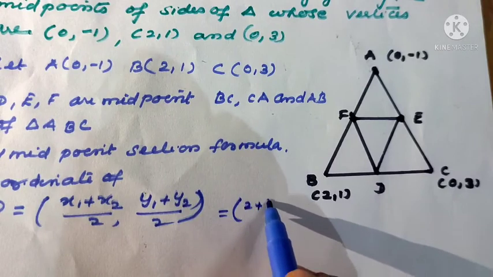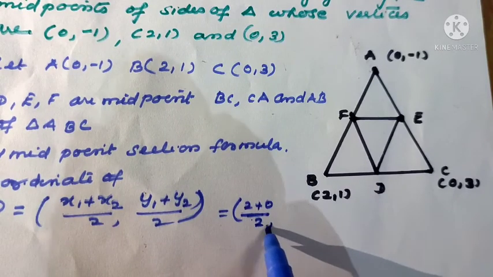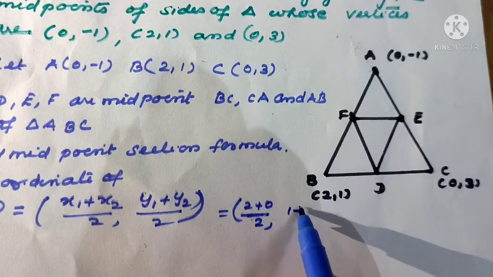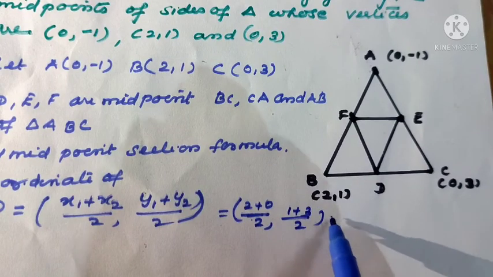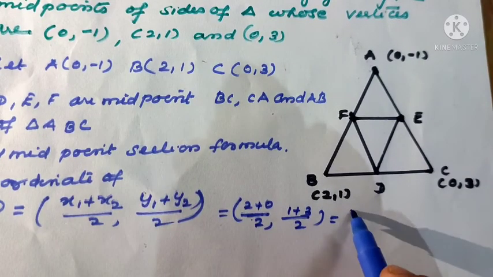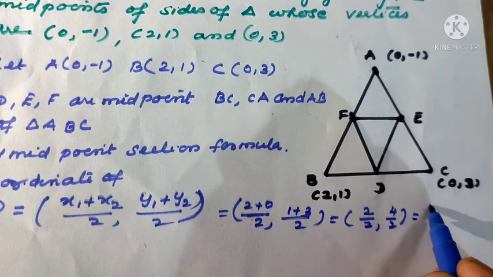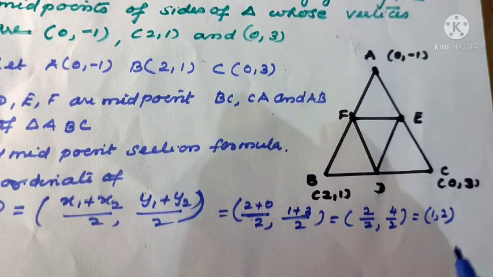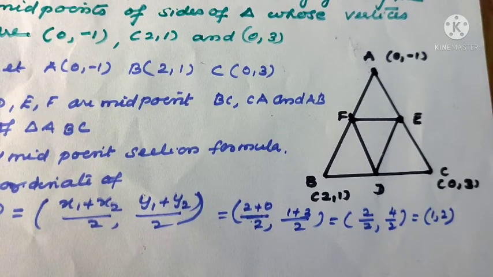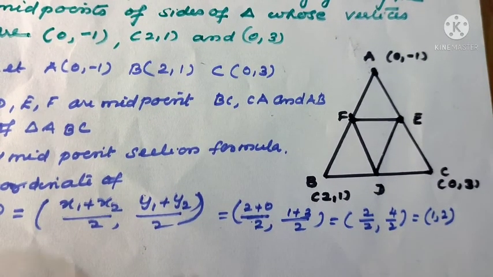So now I'll take the coordinate respectively. So 2 plus 0 whole divided by 2. Similarly y value 1 plus 3 whole divided by 2. So 2 by 2, 4 by 2. That means 1, 2. So the coordinate of D equal to 1, 2.